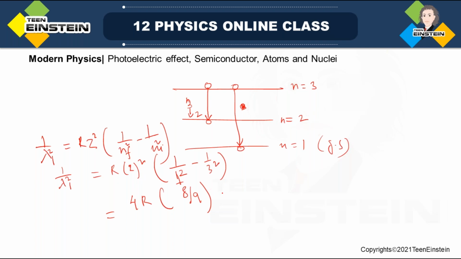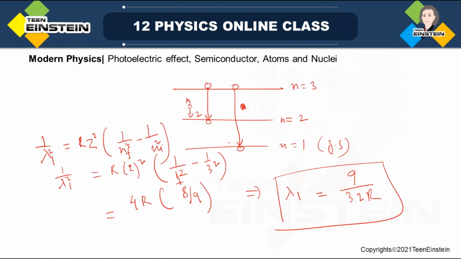So lambda 1 is 9 by 32 R. So this is the wavelength due to the transition from 3 to 1 state. Now we have another possibility, and we'll calculate the wavelength for that also.